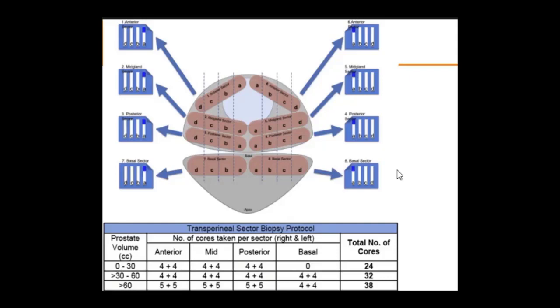But now they say the newer guidelines suggest that we should take one core per cc of the prostate gland. For example, if the prostate is 50 cc, 50 cores should be taken.